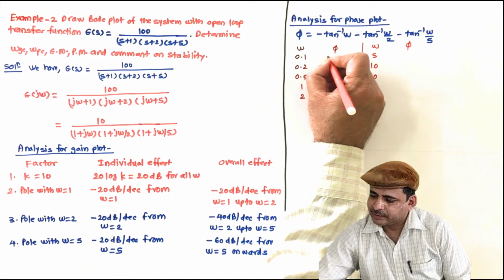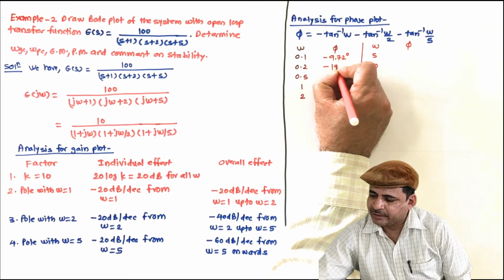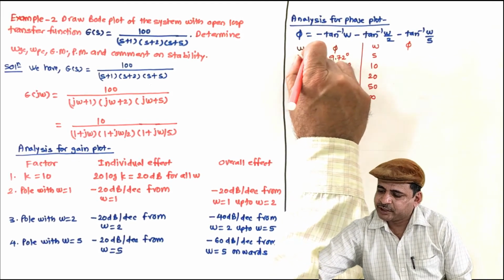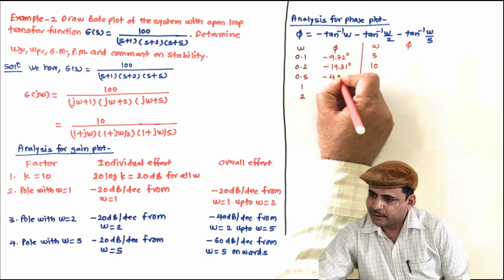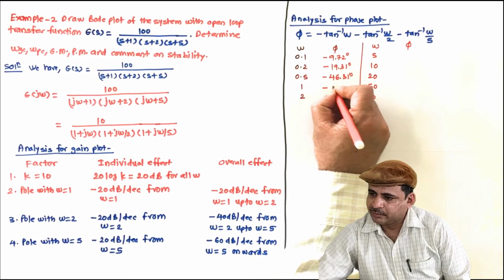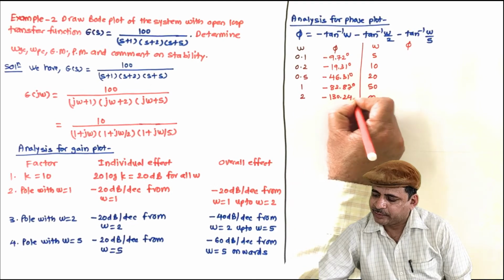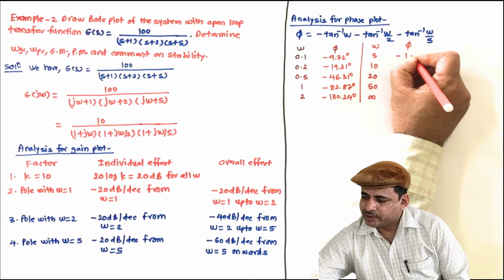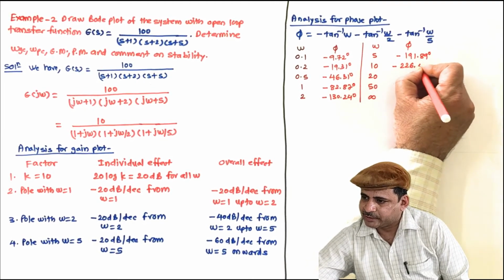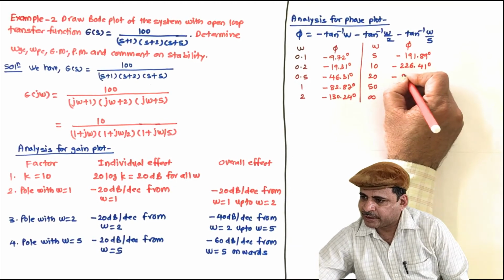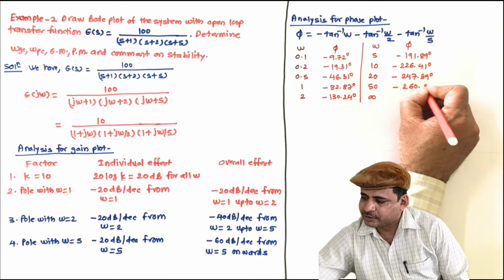We have already done it at the back end. It is minus 9.72 degree, and for 0.2 it is coming minus 19.31. How can it be done? Just put this value in the formula and put your calculator in degree mode. Then we get minus 46.31, minus 82.87, minus 130.24. For 5 it is minus 191.89. For 10 it is minus 226.41. For 20 it is minus 247.39. And for 50 it is minus 260.85.